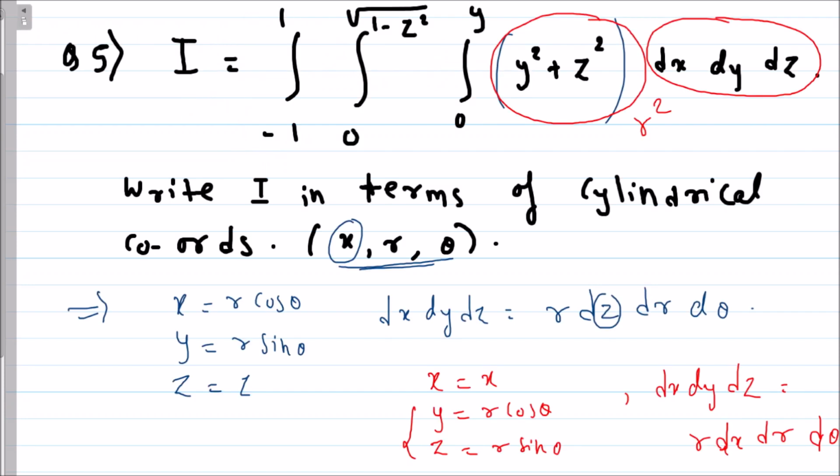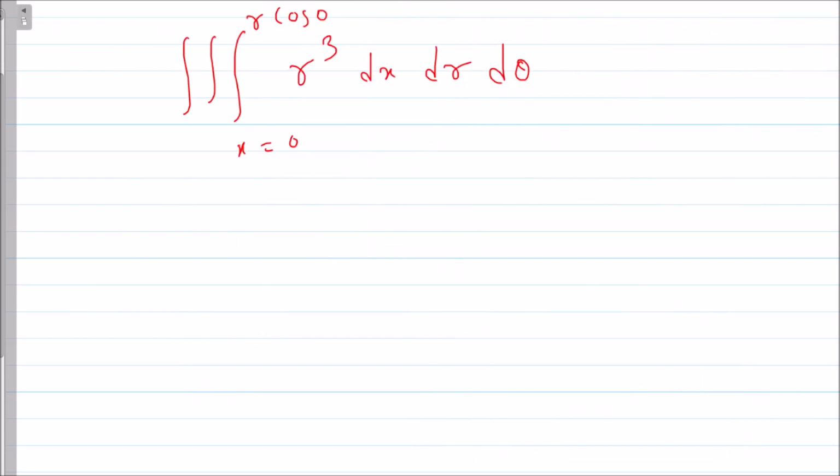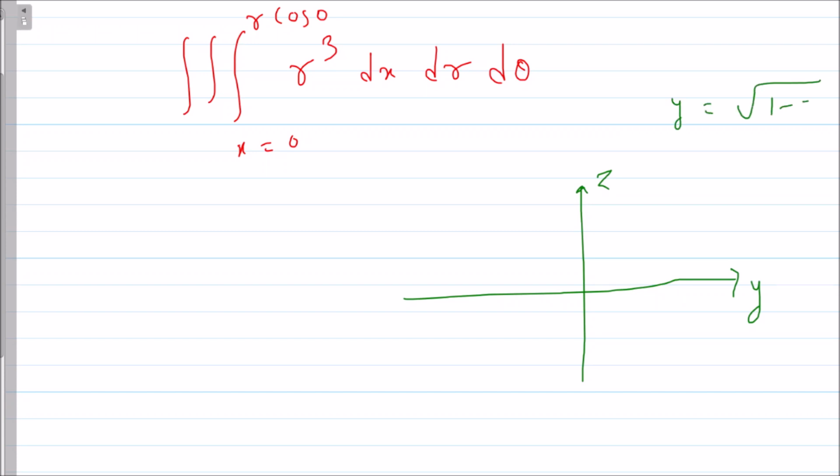Now in yz plane, what are the limits? These are the limits. y is starting from 0. So in yz plane, y is starting from 0 and it is going till square root of 1 minus z square. So if you square, you get y square plus z square equal to 1, a circle. It is starting from 0, so I will only draw the semicircle.